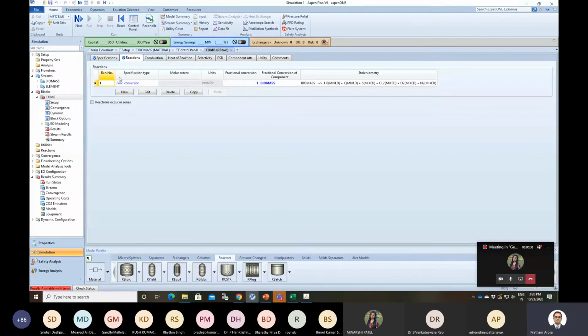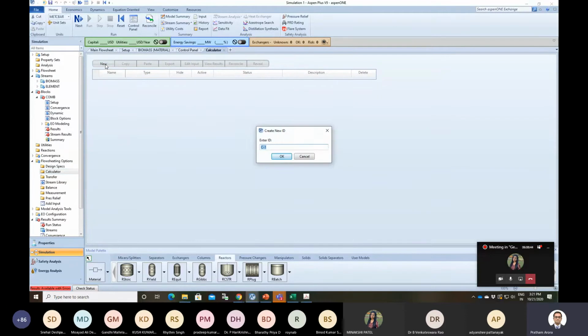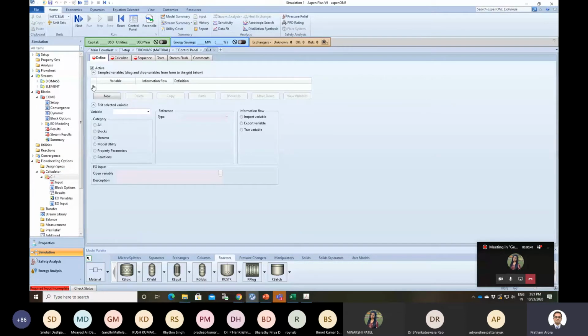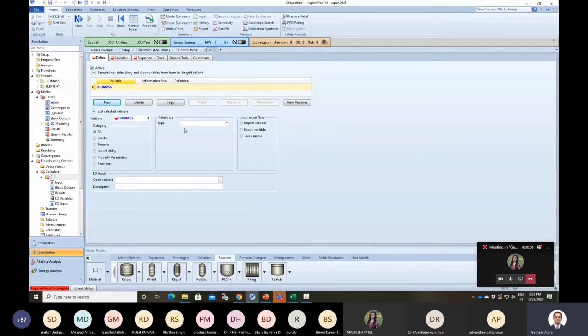Say I go to the flow sheeting options, go to calculator, new, let this be C1, and how to define this. Say I want to define the biomass input. I give it a variable name, which is biomass. Then I need to select the variable that is here. If I need to select the mass flow, I can just give the biomass and it will give me the options. This is how easily I can select. It is automatically going to give me the options available.